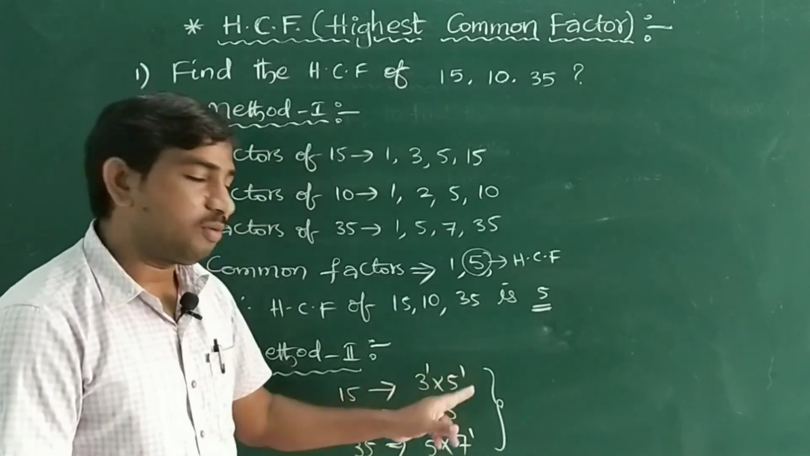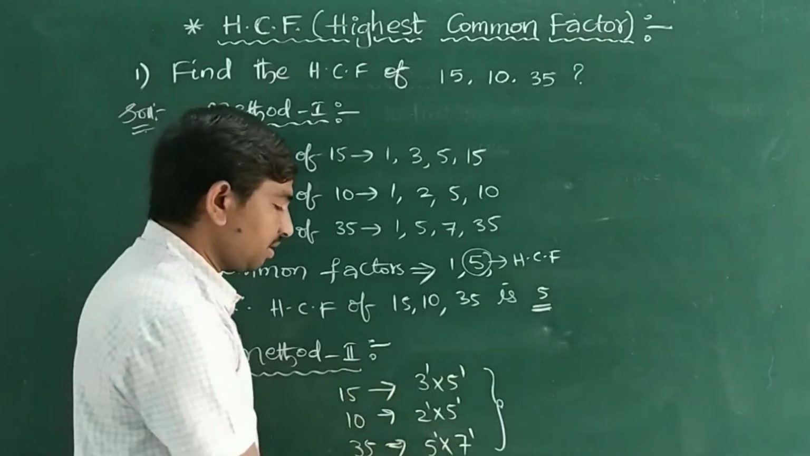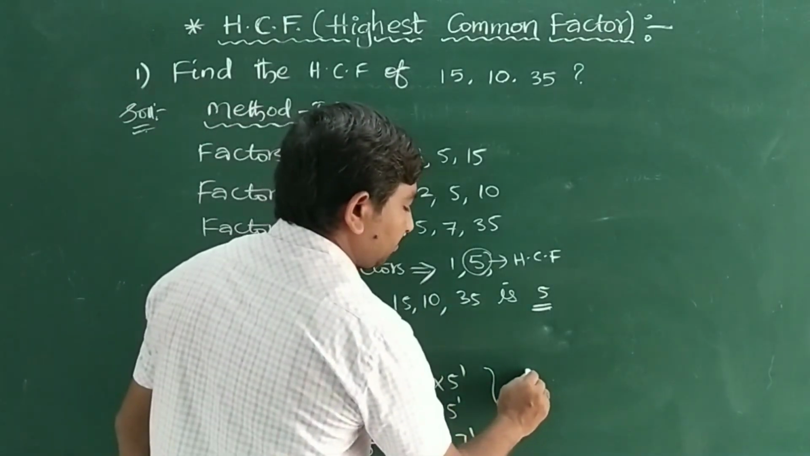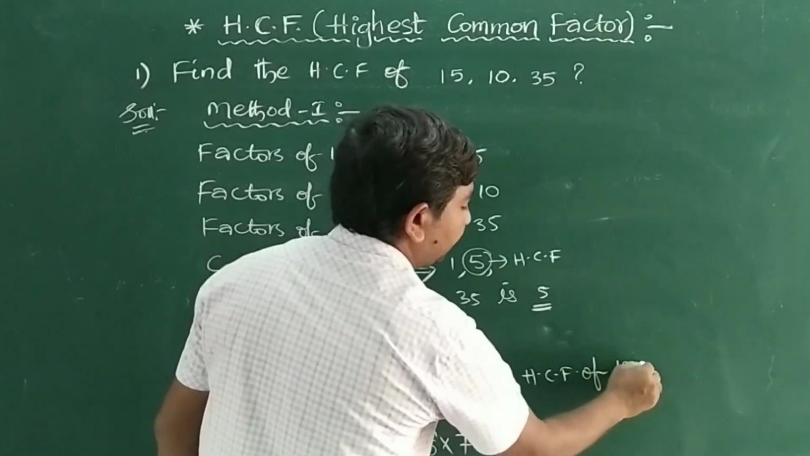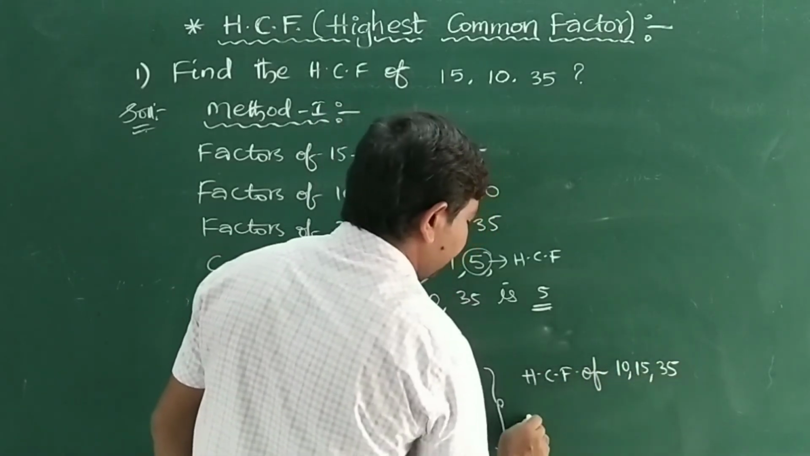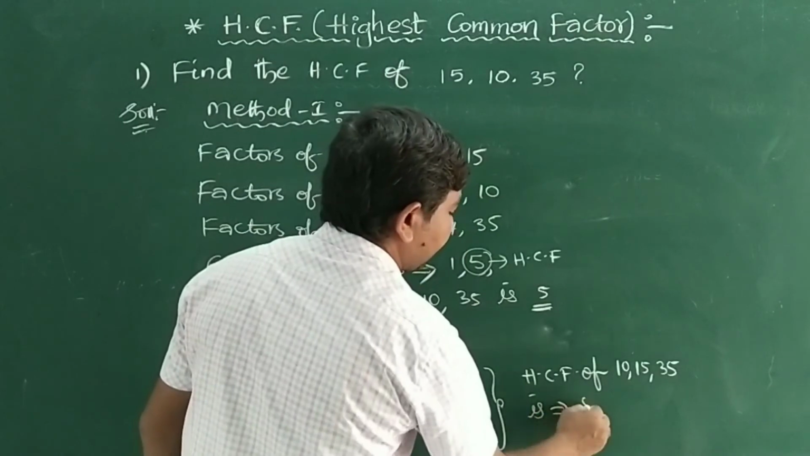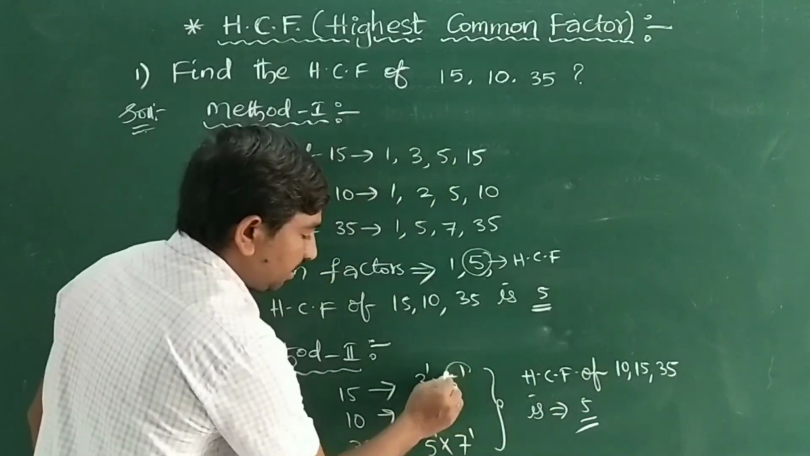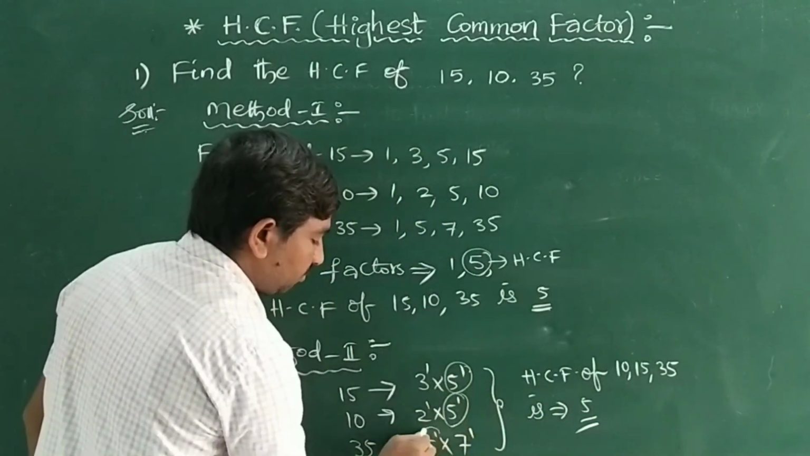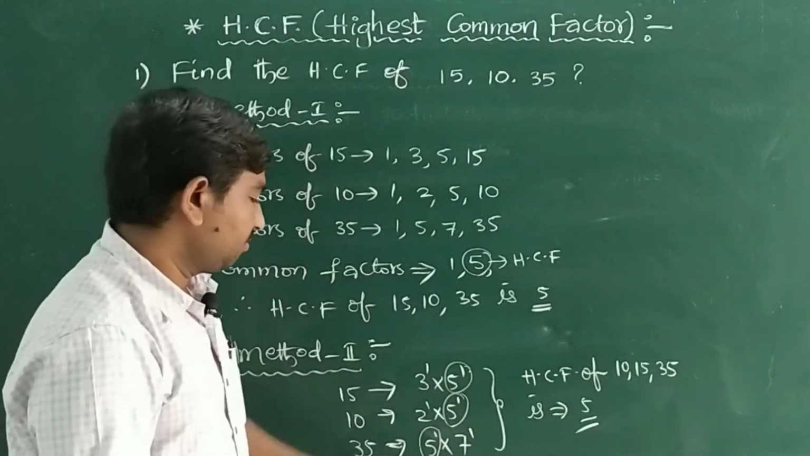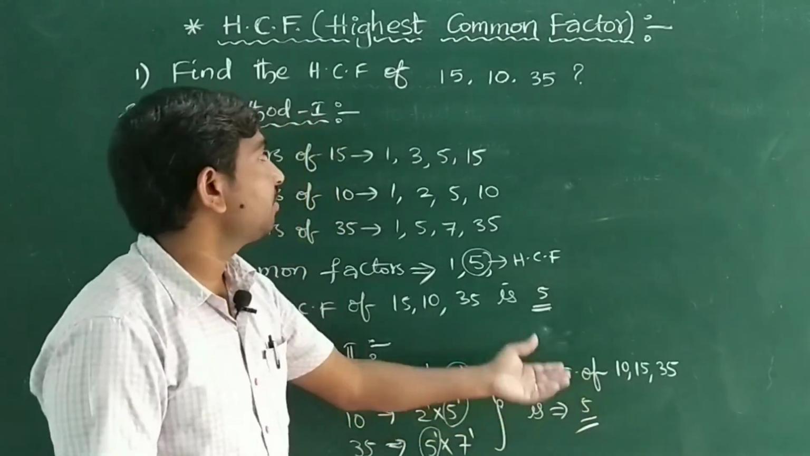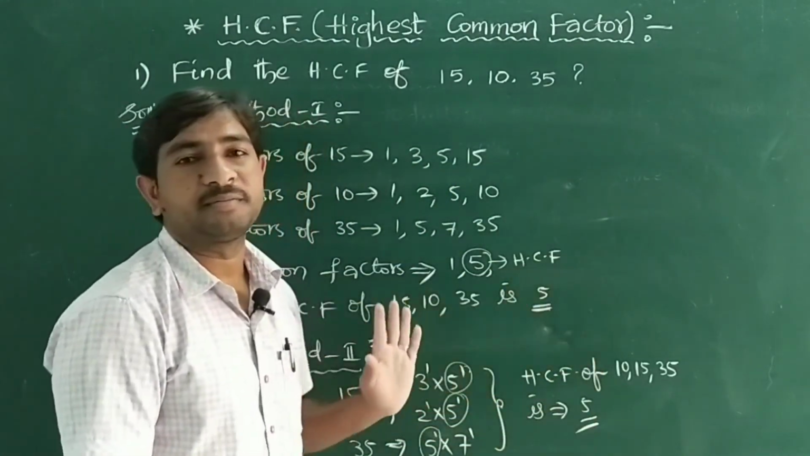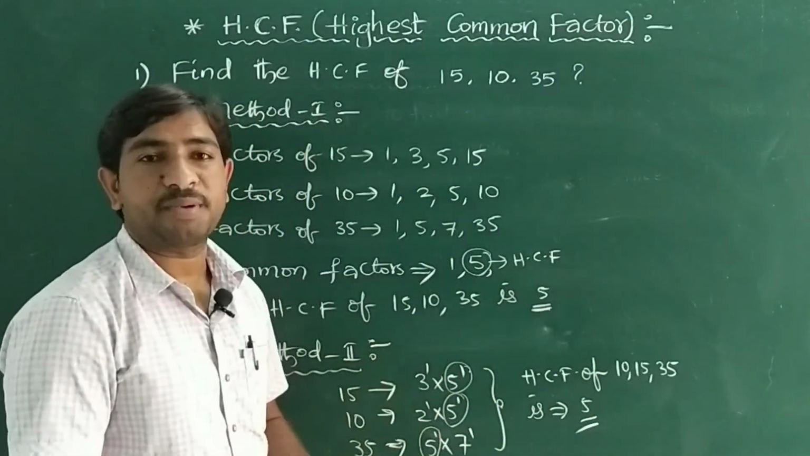So the only common number is 5. What is the least power of this common number? 5 power 1. So HCF of 10, 15, 35 is 5 here. This is the common number, right? We have to take the common number 5 and the least power, 5 power 1 only. Therefore the HCF of 10, 15, 35 is 5. This is method 2, by prime factorization.